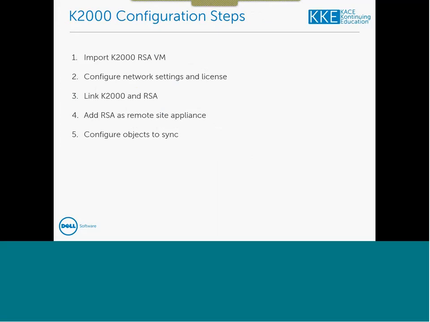So there are a couple of steps which are extremely easy. Import the VM, so I'll show you how to do that. Then we'll need to configure the settings and license, which is basically the same thing as when you do your initial console deployment and you set your config and your network settings. We need to link them together. We'll do that during the demonstration. And we'll add the RSA as a remote site appliance to the K2000, and then we'll configure the objects we want to sync, and then we'll set up the synchronization. So we'll have a look at that together.